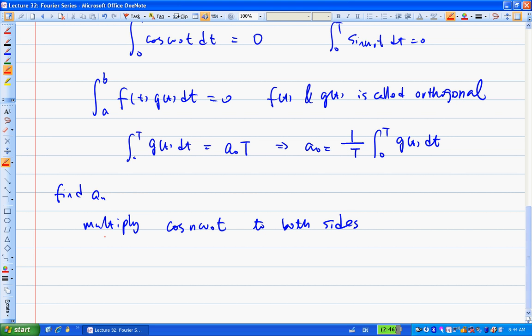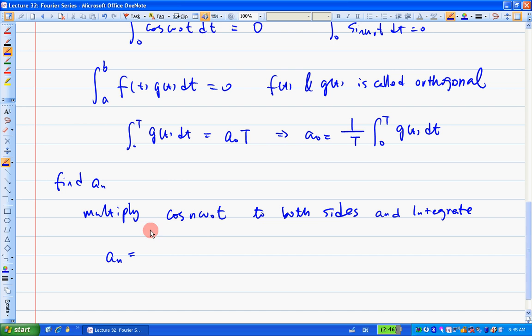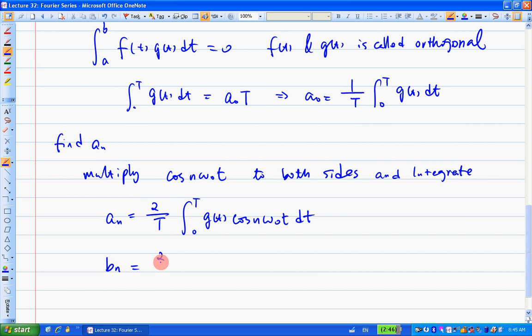So take a look at the lecture notes regarding how this process is carried out. I'm just going to skip a couple of steps here. But all we're going to find is a_n, and then say integrate. So that's the process. We're going to find a_n equal to 2 over capital T, integral from 0 to T, g of t cosine n omega naught t dt, and b_n is 2 over capital T, integral of g of t sine n omega naught t dt. So that's a_n and b_n.